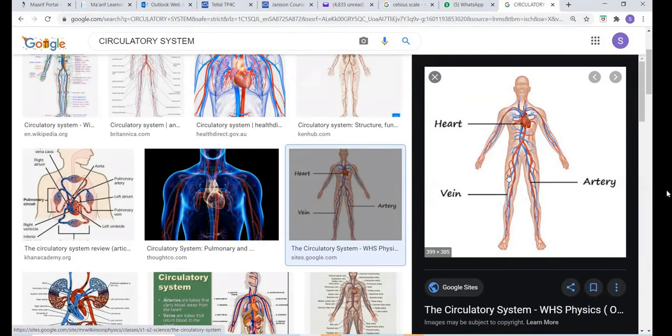Okay, so you can think of arteries and veins as a system of roads. You can see it like a road here, a system of roads. Large arteries and veins are like major highways, whereas smaller arteries and veins are like streets that route traffic through the local neighborhoods.